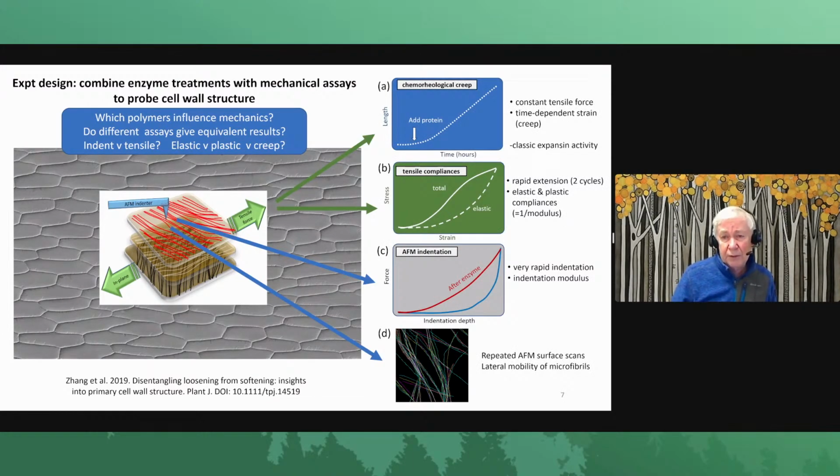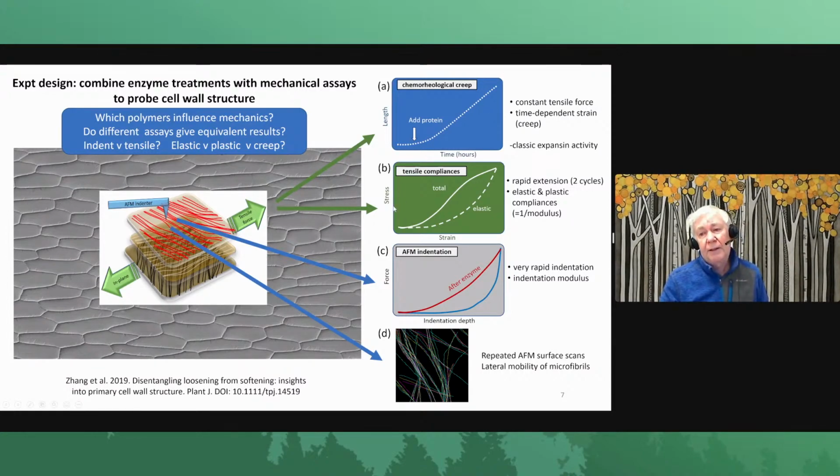And so for this study, and the citation is shown at the bottom there, we use a series of assays shown on the right here. The first assay is what we call chemorheological creep, where we take these wall strips and we hold them under constant force. So it's a tensile force. And then we add a protein to the sample, and we look for an increase in the length of the sample. And we call that creep. That's a classic assay that we used to discover these wall loosening proteins that we named expansins. And for expansins, it's a really robust assay.